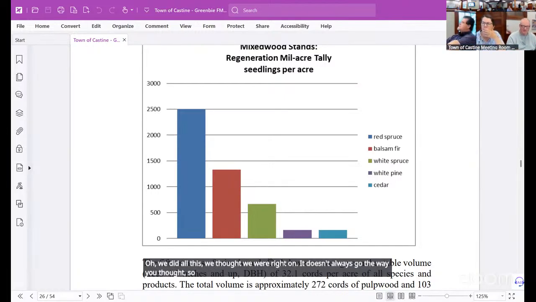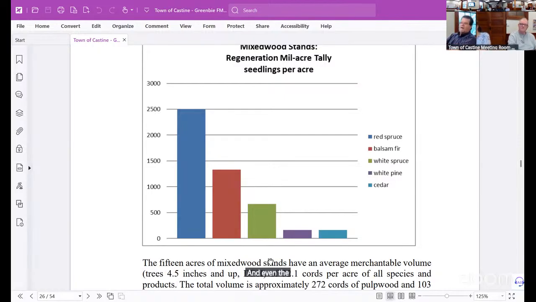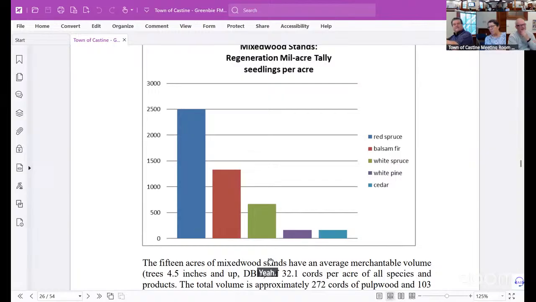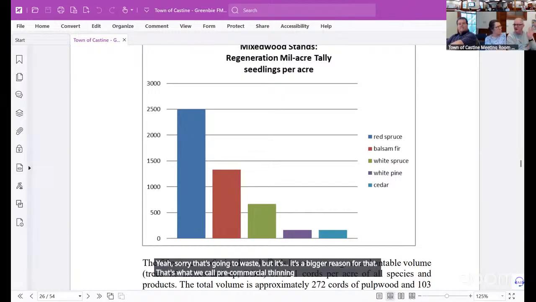Can I ask one quick question about when you're doing that? If it's not merchantable or anything else, and you've been part of the trust of managed forestry or whatever, is it okay to leave those, just drop them on the ground, just so they open up that canopy? Yes. I know you might have to tell people, yeah, sorry, that's going to waste, but it's a bigger reason for that. That's what we call pre-commercial thinning, that's something we'll talk about later.